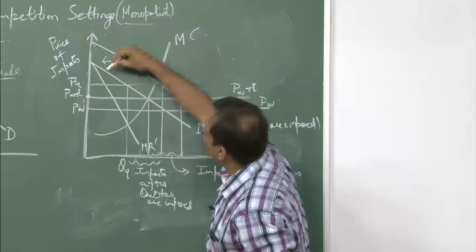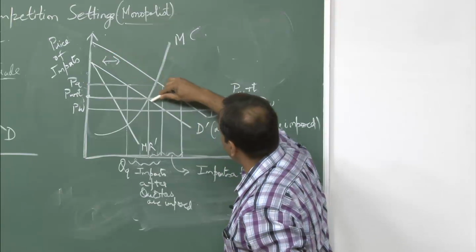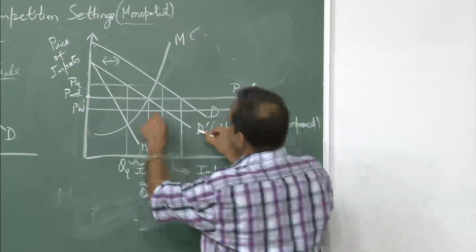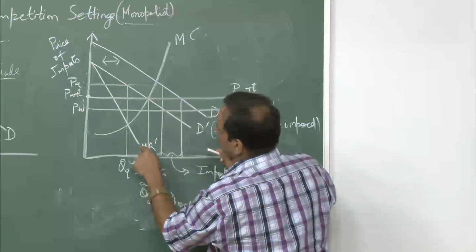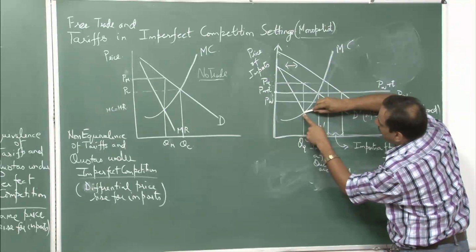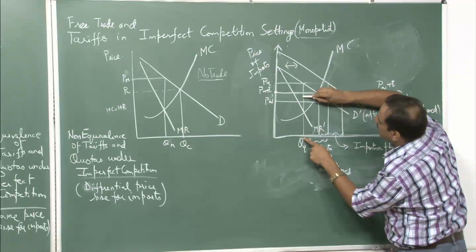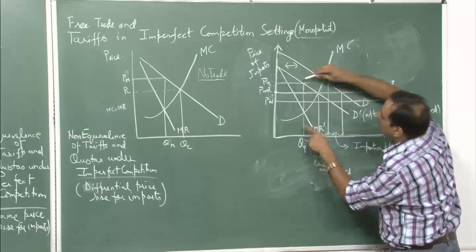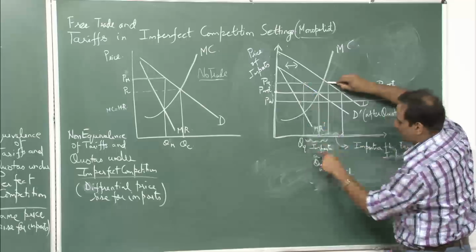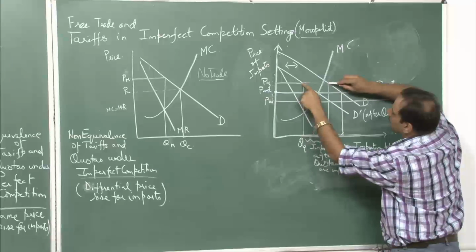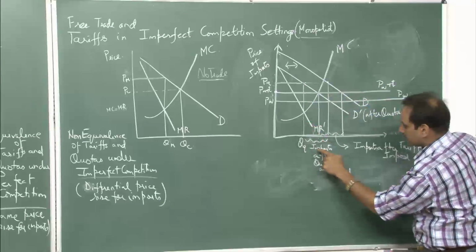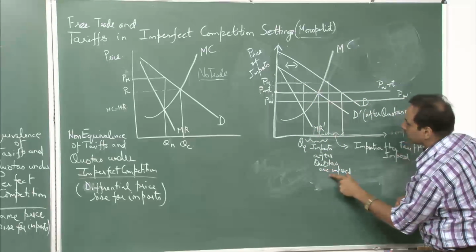So now the demand curve that he faces is a new one, which is D dash, which is after quotas are imposed. With this D dash, this is the MR curve. This is the MC curve. So then MC cuts MR here, and the price that he can charge is PQ. Now the imports after quotas are the difference between this and this. So you can see this is the imports after quotas are imposed.